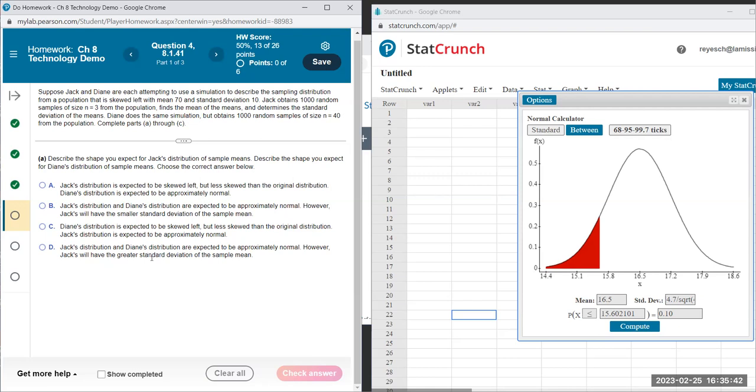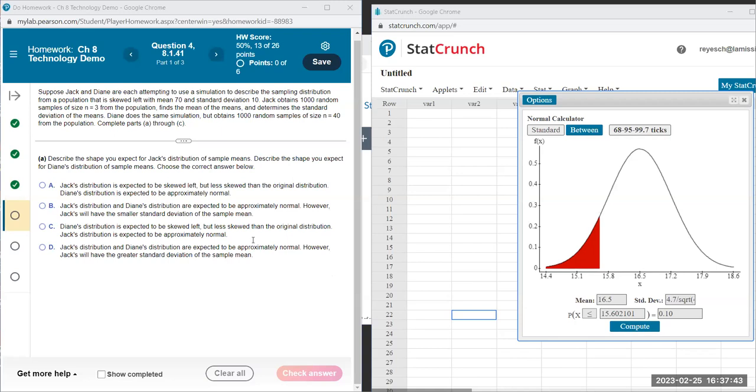Jack's distribution and Diane's distribution are expected to be approximately normal. However, Jack's will have a greater standard deviation of the sample mean. I believe this one is it because he's doing it 1,000 times, so he's probably going to get pretty good results. But yeah, his standard deviation will be bigger, so that could potentially be true. So that's D. So I would go with most likely a D here.